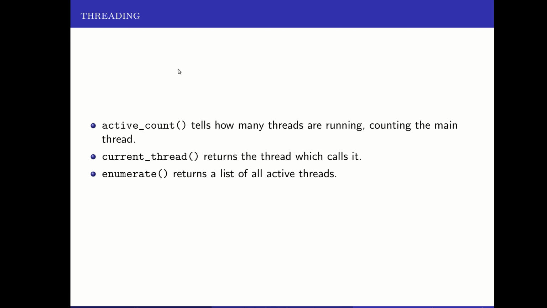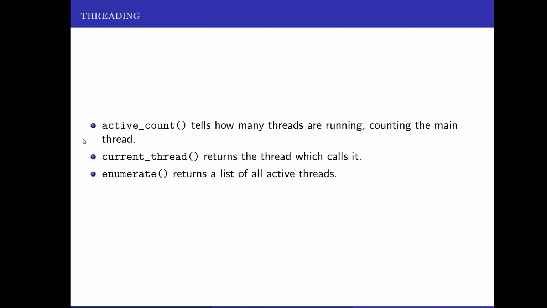So there are some other built-in functions that may be useful to you in multi-threading in Python. You can get the count of how many threads are active and running, including the main thread of execution. So this should always be 1 at least, because your program itself is running in a thread that is the main default thread. There is a current thread function that you can get access to the thread that is active when current thread is called.